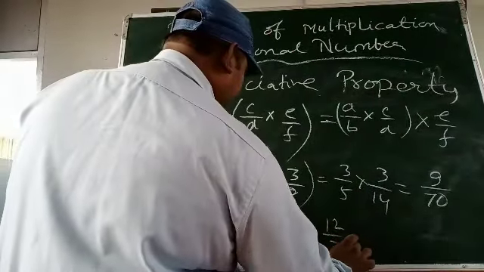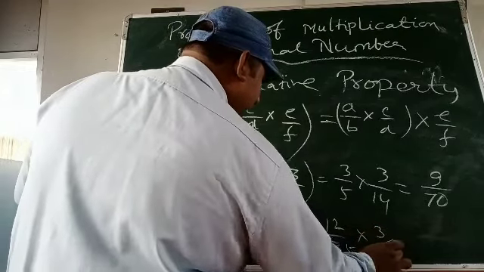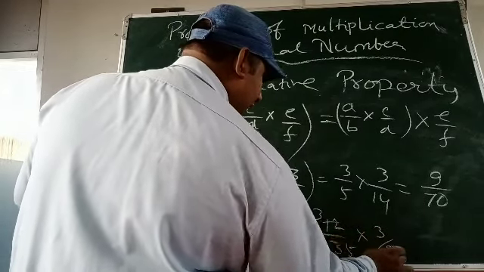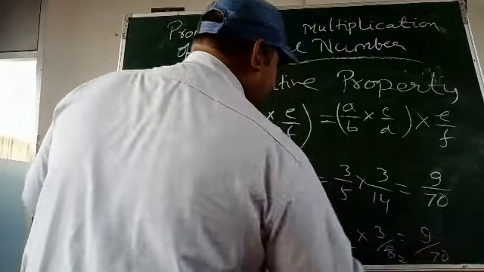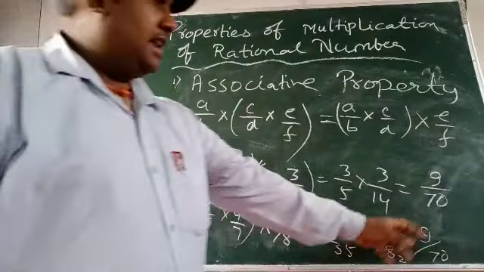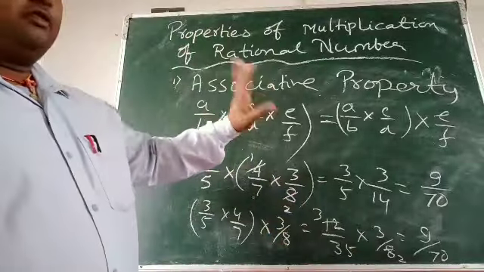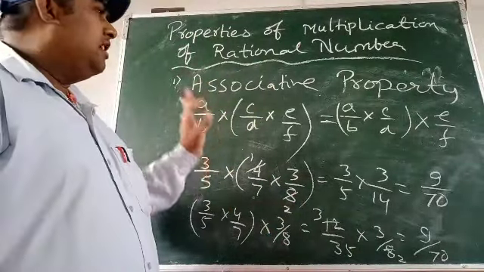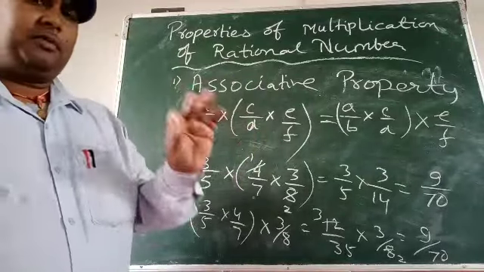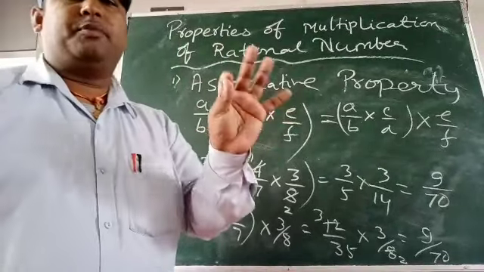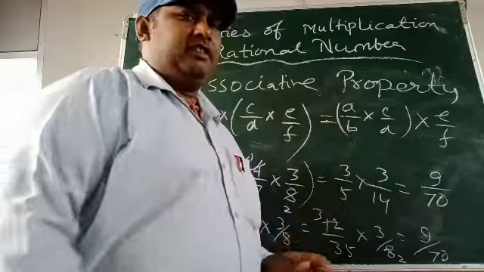12 by 35 into 3 by 8. It will be cancelled, 3 2 times 9 by 70. Here both LHS and RHS we have got the same result, which means it also exists for rational numbers. So for the multiplication of rational numbers, the associative property also exists.